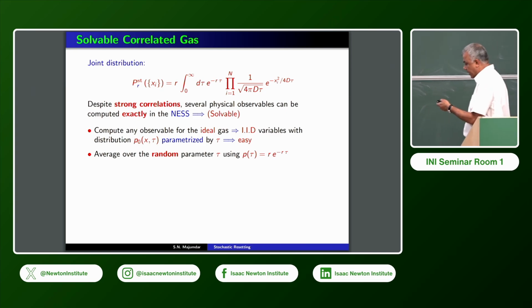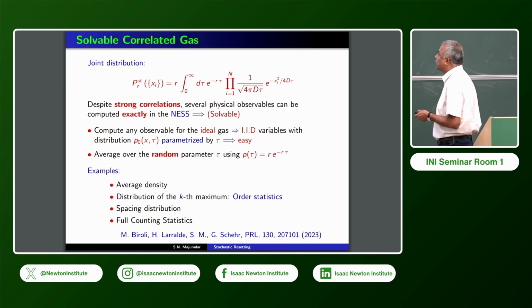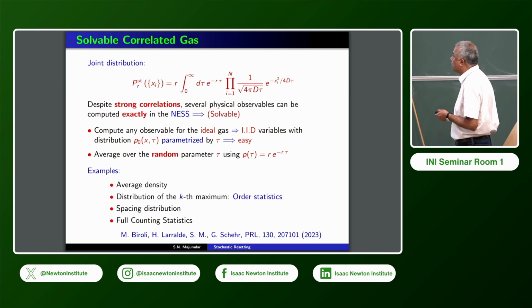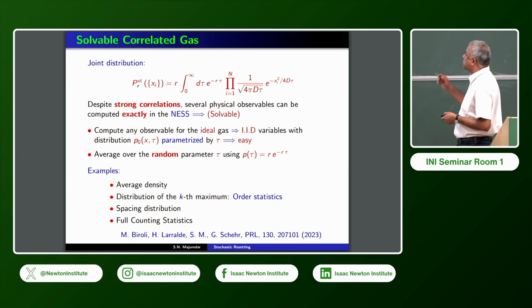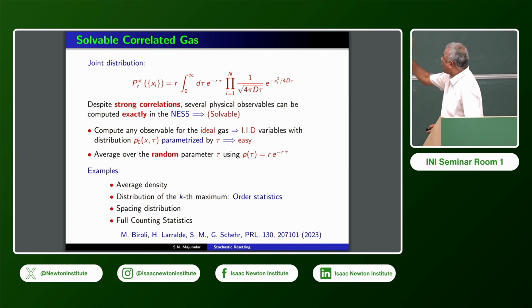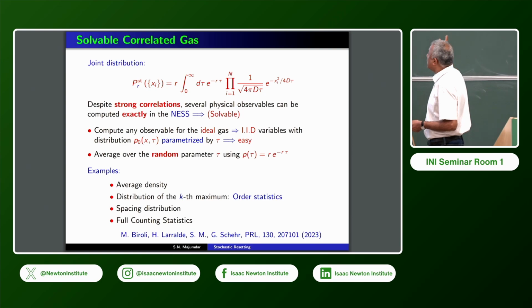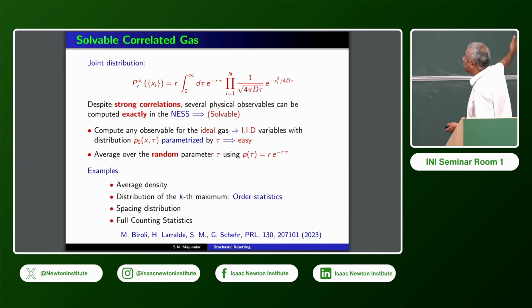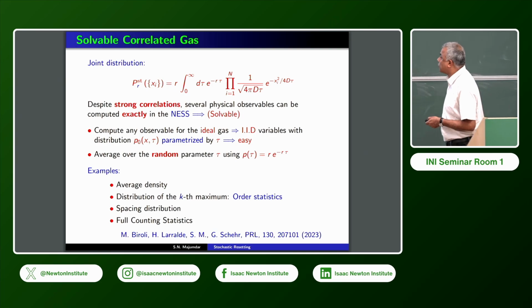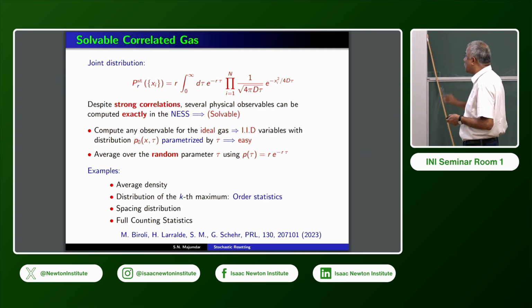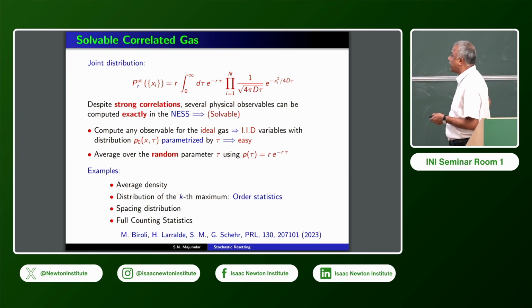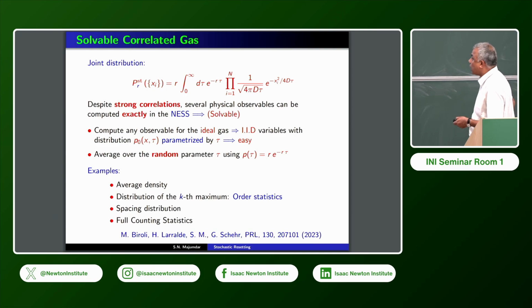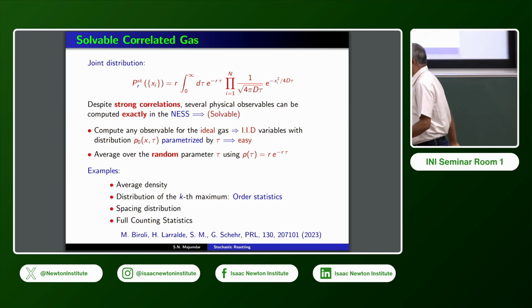You can calculate any observable. For example, you can ask for the average density, or the distribution of order statistics. That means I order them x1, x2, x3, up to xn on a line, and I ask what is the distribution of the kth maximum. K equal to 1 is the rightmost particle position. You can ask for the spacing distribution between two particles, what is the distribution of the gap between them. Or you can ask for full counting statistics.